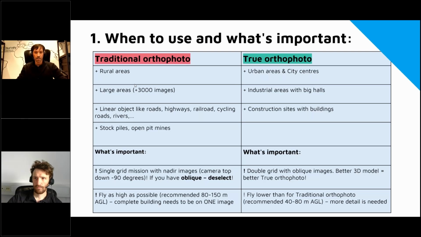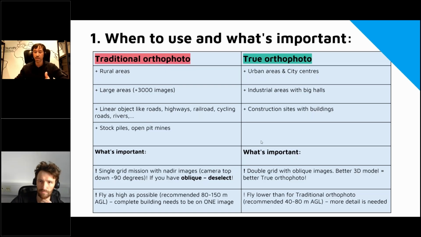Okay. So hopefully you get an idea where to use which and what. And what's important for true orthophoto, you need to fly a double grid with oblique images. So just remember, the better the 3D model, the better the true orthophoto is. So take as many images as you can from different perspectives, different positions, to get the most beautiful full 3D model, and then in parallel, you will also get a nice true orthophoto.